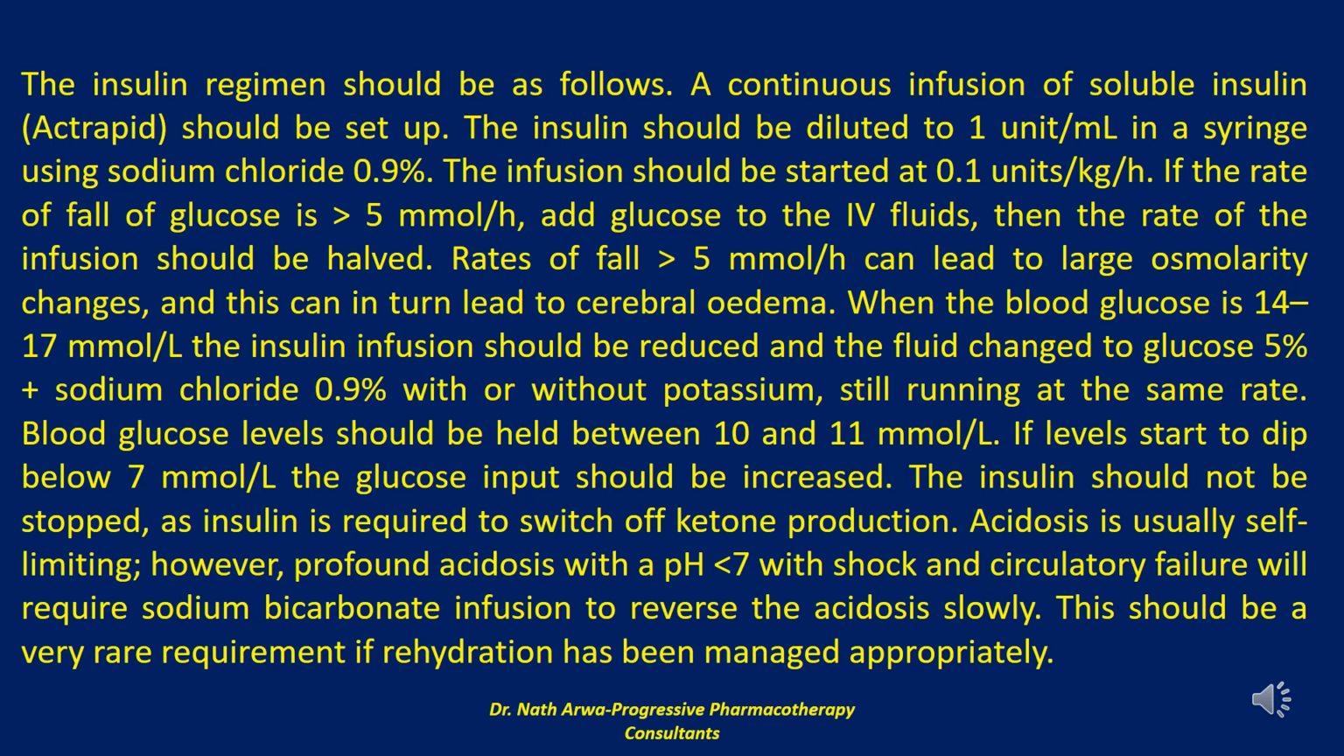The insulin should not be stopped, as insulin is required to switch off ketone production. Acidosis is usually self-limiting. However, profound acidosis with a pH less than 7 with shock and circulatory failure will require sodium bicarbonate infusion to reverse the acidosis slowly. This should be a very rare requirement if rehydration has been managed appropriately.